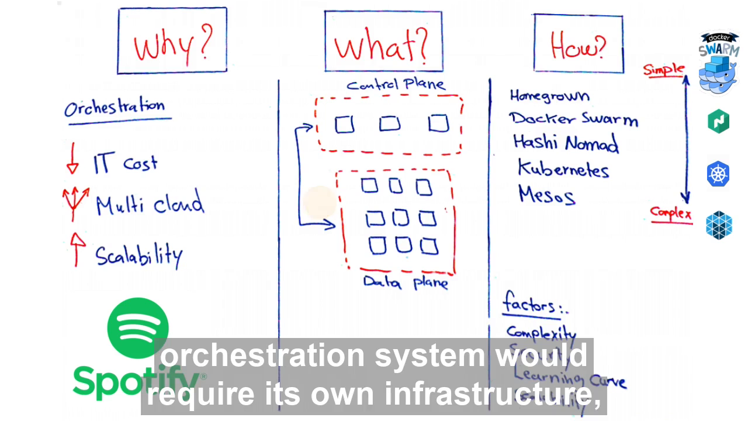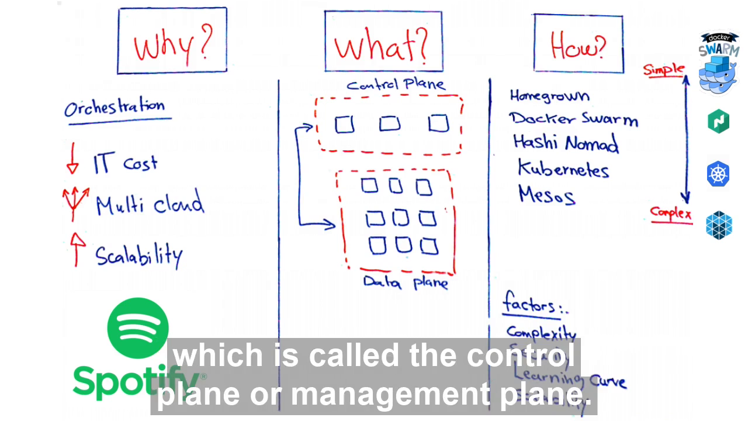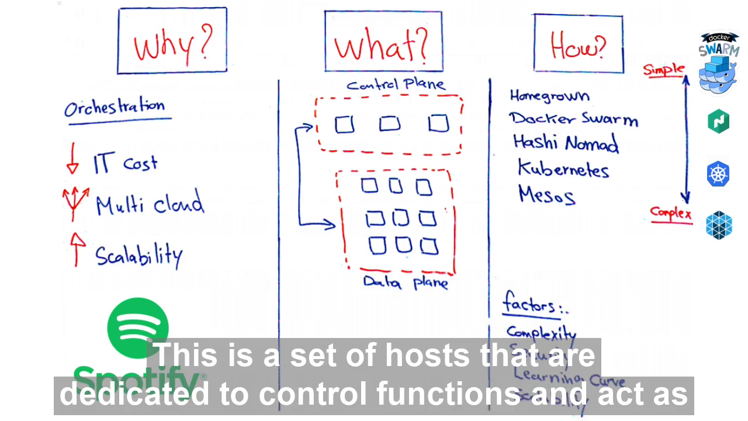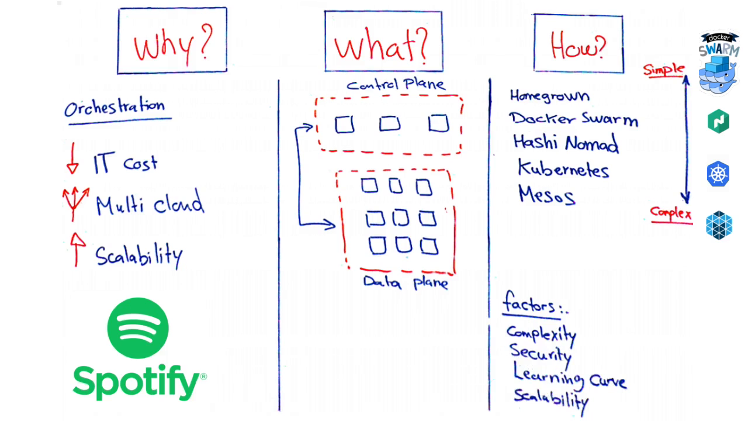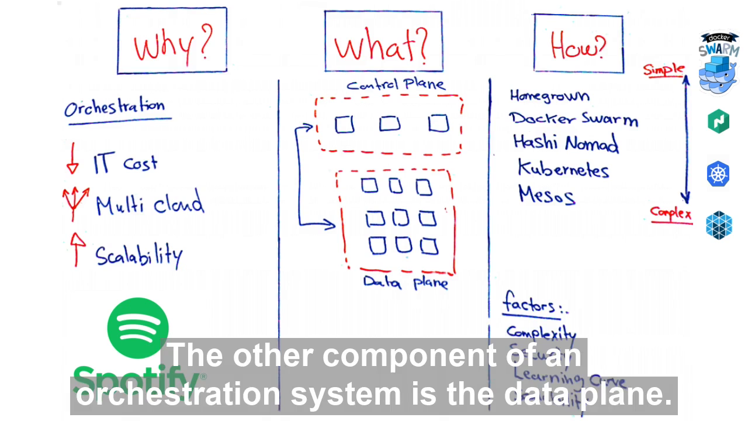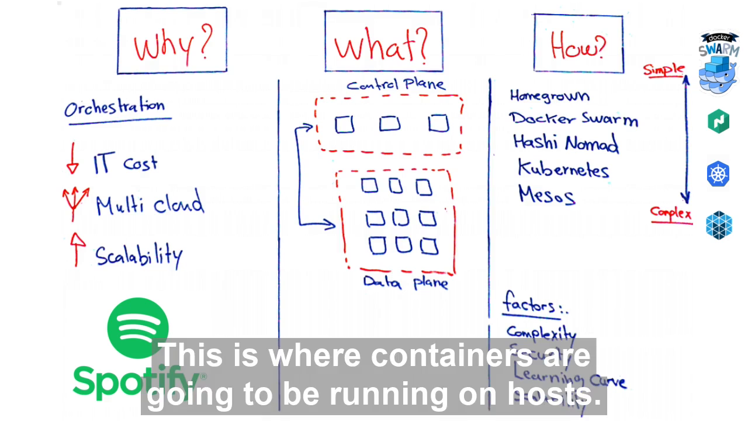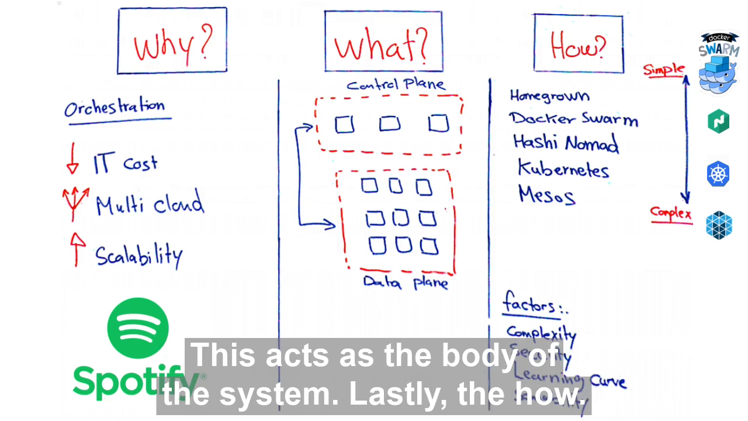Usually an orchestration system would require its own infrastructure, which is called the control plane or management plane. This is a set of hosts that are dedicated to control functions and act as the brain of the system. The other component of an orchestration system is the data plane, and this is where containers are going to be running on hosts. This acts as the body of the system.